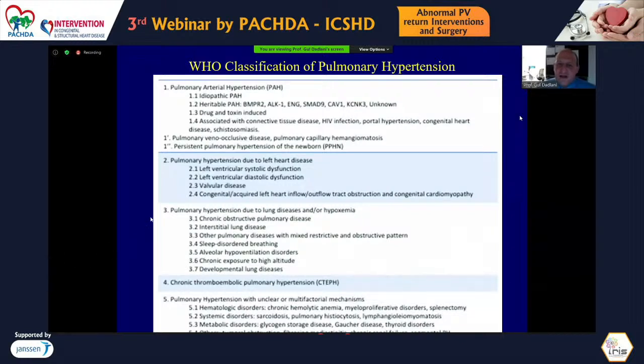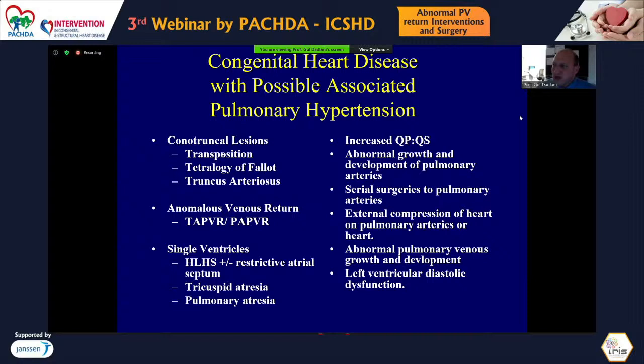So when we look at those 5 categories, anytime we're facing a new patient, we want to be able to categorize them to ensure that their workup is effective. Now, if we focus on patients with congenital heart disease and pulmonary hypertension that were in that first group of pulmonary artery hypertension, the lesions that most commonly are associated with pulmonary hypertension will be those that have transposition, tetralogy, truncus, total anomalous pulmonary venous return, or partial anomalous pulmonary venous return, as we've just heard great lectures about, and our single ventricle population.